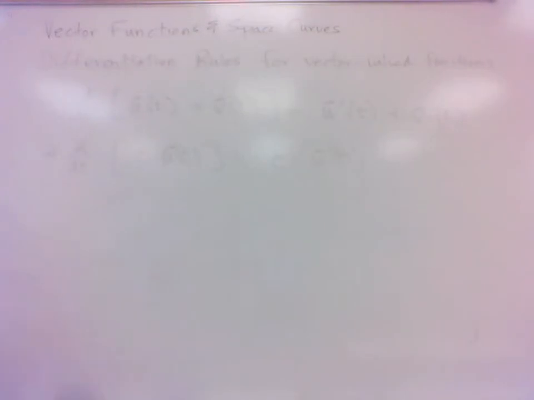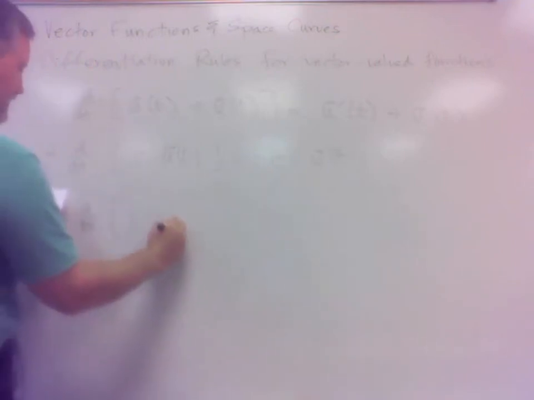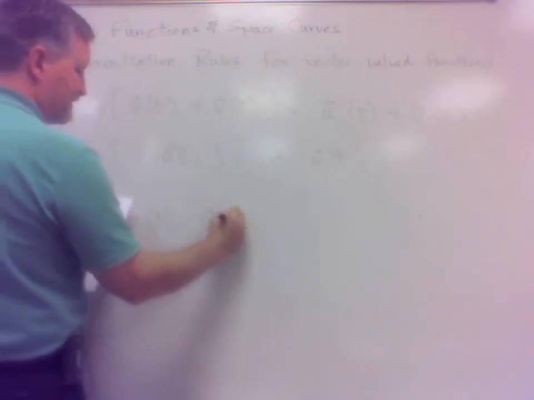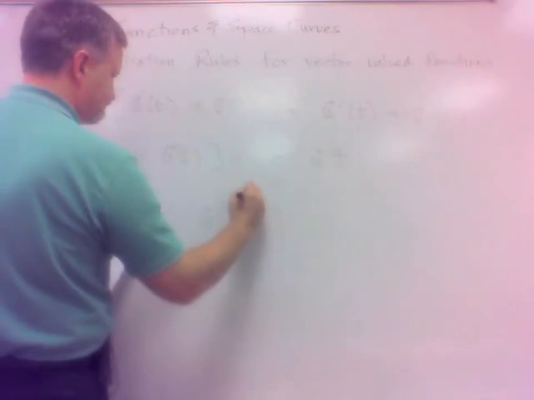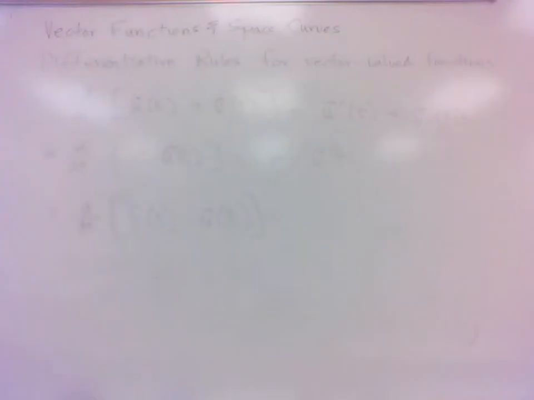No big surprises there. What about a dot product? Or wait, not a dot product. First of all, they mention, what if I just have a function of t times the vector valued function u? What do you think about that?